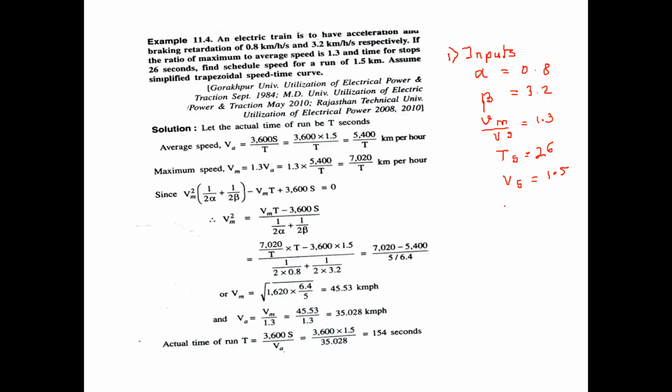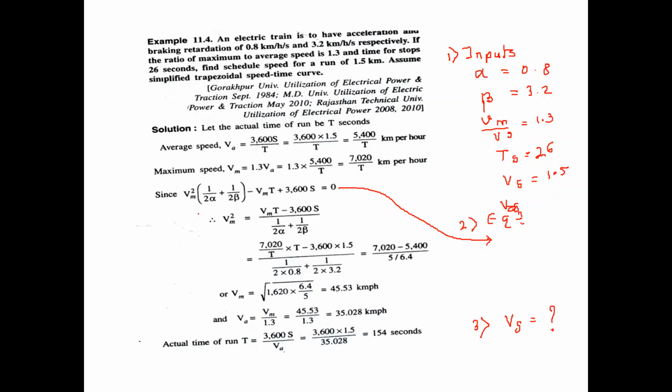So what we have to find out here, given the ratio of maximum speed and the time for stop, is the scheduled speed. Let me write down what we have to find out. We have to find out the schedule speed, Vs. This is what we are interested in. So what is the equation? Again, the same equation of the trapezoidal speed time curve, the same equation we are going to use.